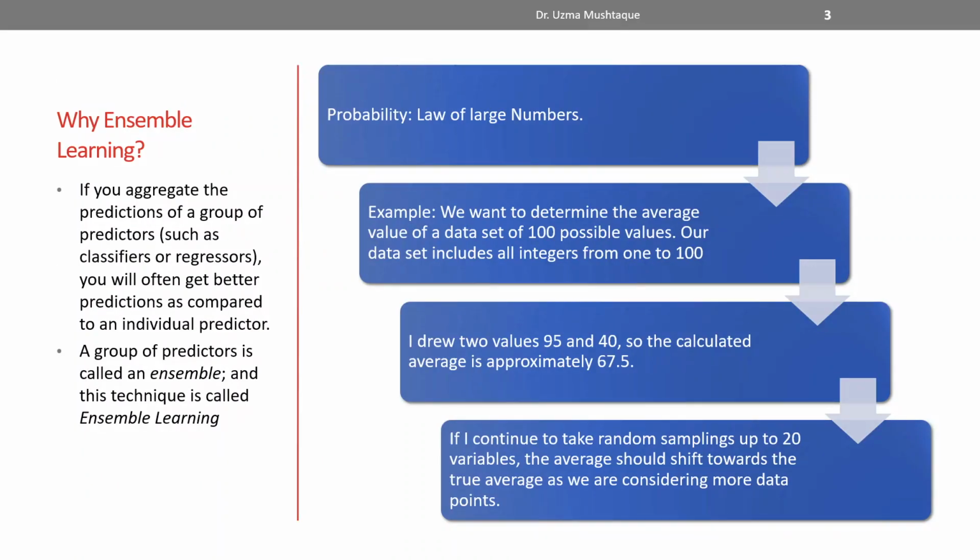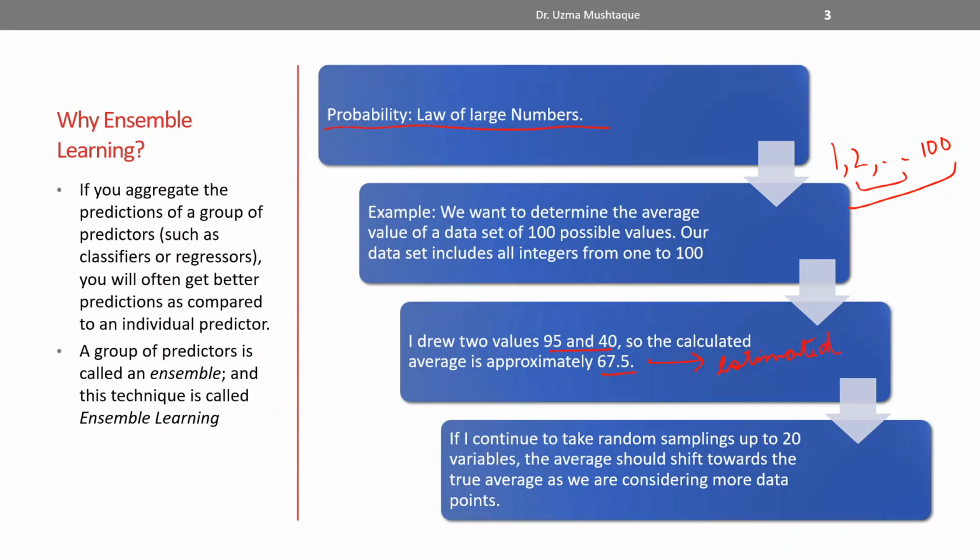Okay, so the idea of ensemble learning comes from probability, the law of large numbers, if you're familiar with it. An example to demonstrate that: let's say we are interested in calculating the average of 100 numbers, and let's assume those numbers are from 1, 2, and so on to 100. Also assume I don't have the resources to pick up every number and calculate the actual average. So what I'll do is I'll randomly sample some numbers from it. If I picked up two numbers here, I'll calculate the average, which comes out to be 67.5. And so this is my estimated average for all these 100 numbers.